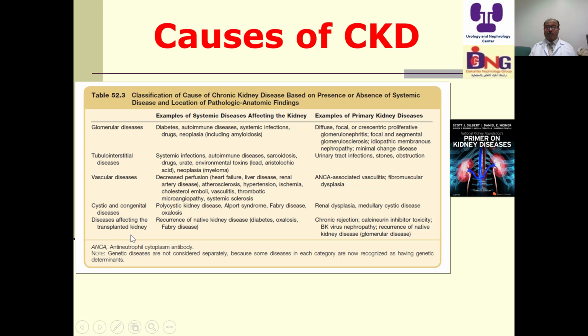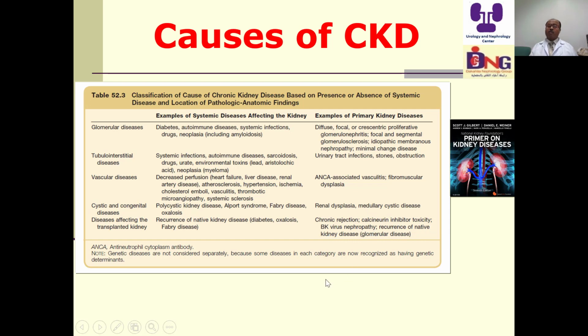Diseases affecting the transplanted kidney may be due to the recurrence of the systemic disease, the recurrence of the original kidney disease, or affection by diabetes, Fabry disease. Here in the primary disease, chronic rejection, calcineurin inhibitor toxicity, and so this is restricted to the transplant kidney.